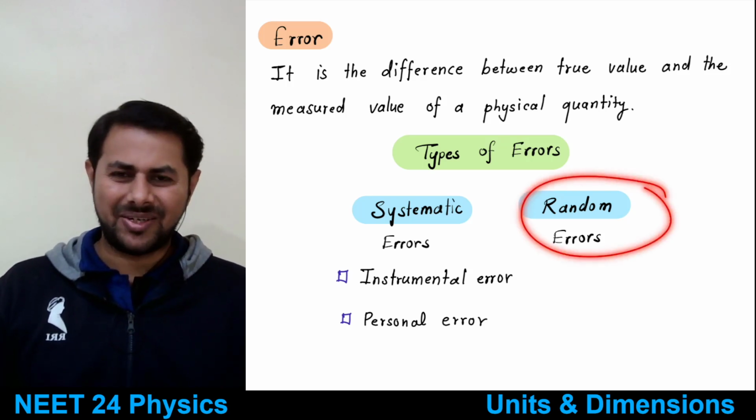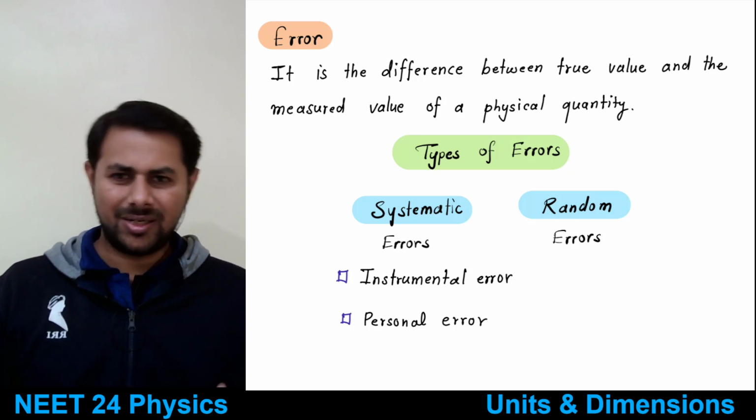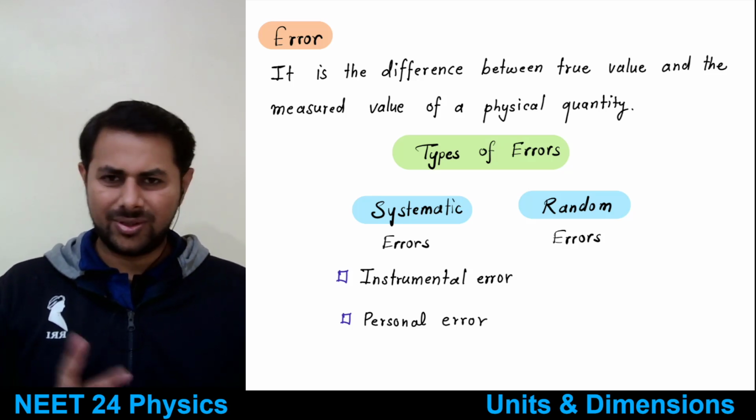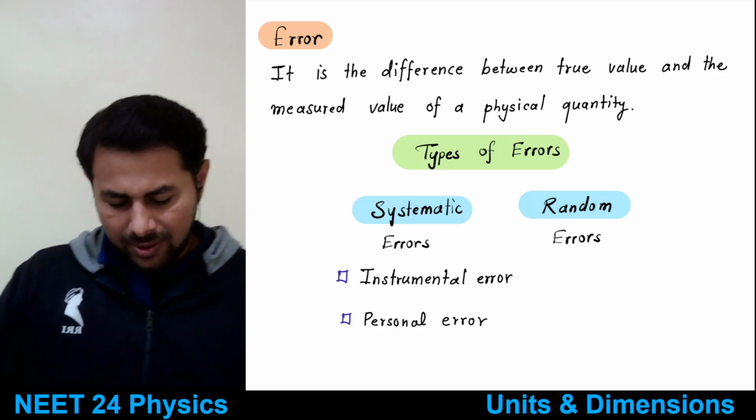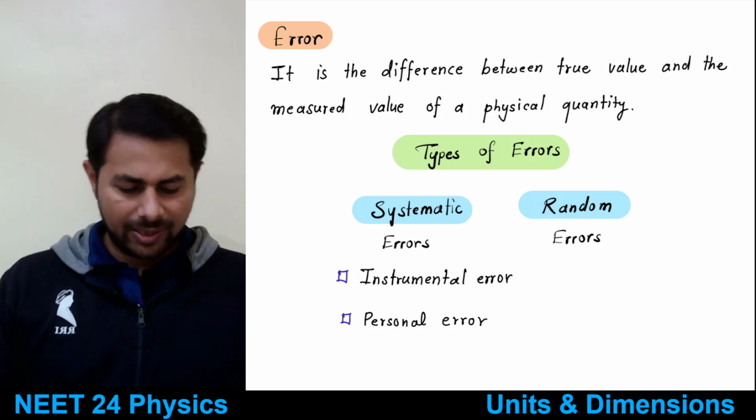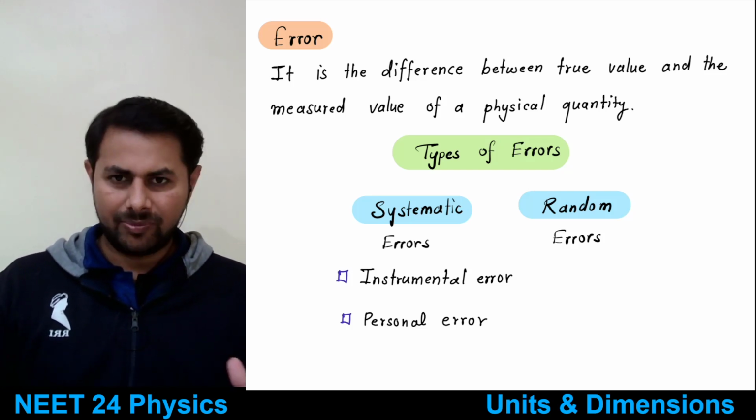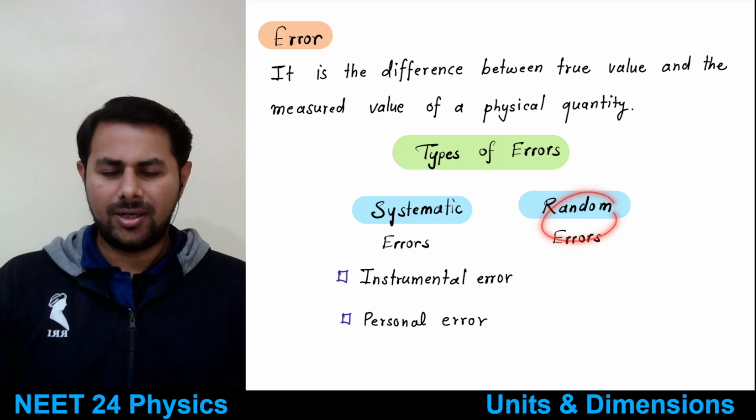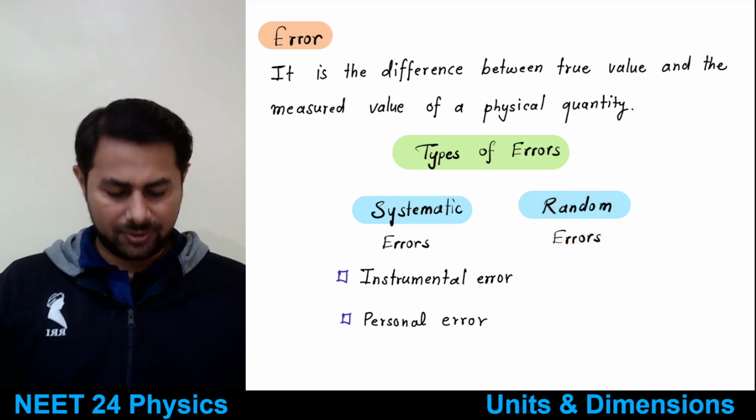Second one is random errors. Random errors can sometimes be positive, sometimes negative. So in sign they can change. Sometimes the measured value is greater than the original value, sometimes it can be less than the original value. This is one form in which random errors can happen. And also they can change in magnitude.